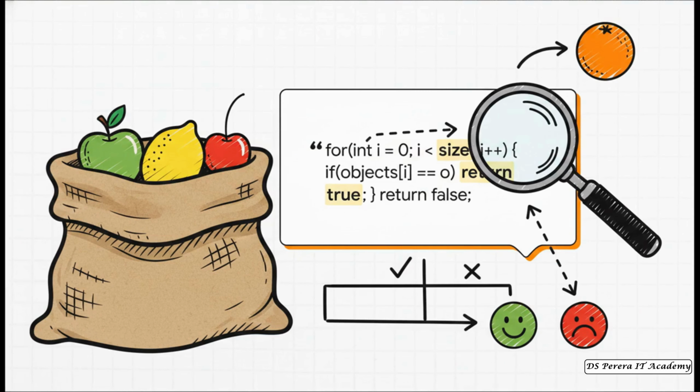Next up is the contains method. This method's job is to answer a simple yes or no question. Is this specific object currently in the bag? To figure that out, it uses a for loop to check each item one by one up to our current size. If it finds a match, it doesn't need to look any further. It immediately stops and returns true. If the loop manages to finish without finding anything, well, that means the object isn't there, so it returns false after the loop.